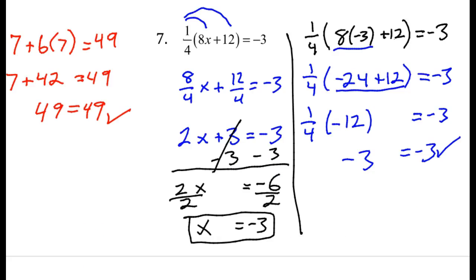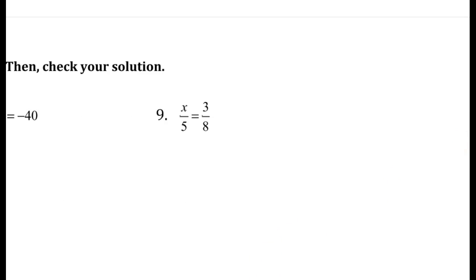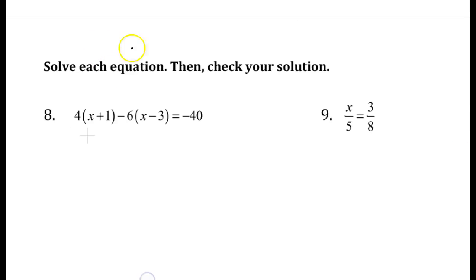Alright, let's go to page 3. Let's again solve each equation and do a check. So we're going to check these as well.